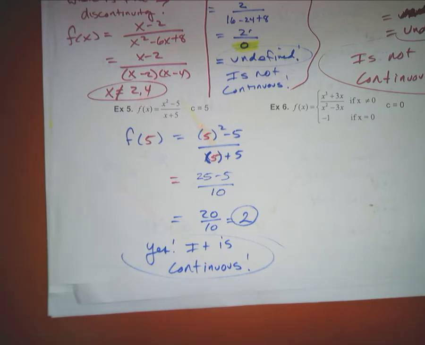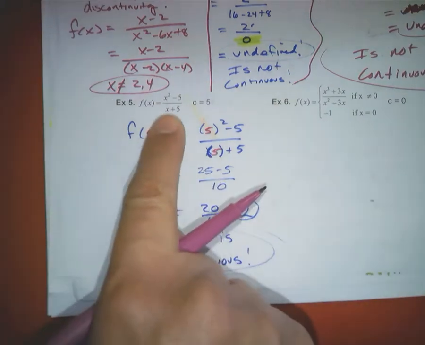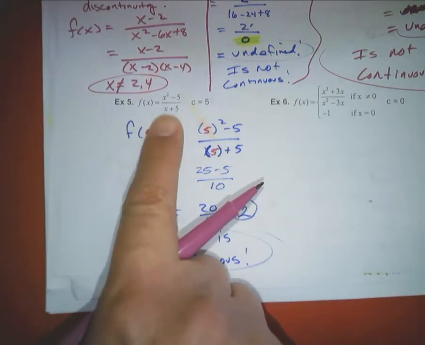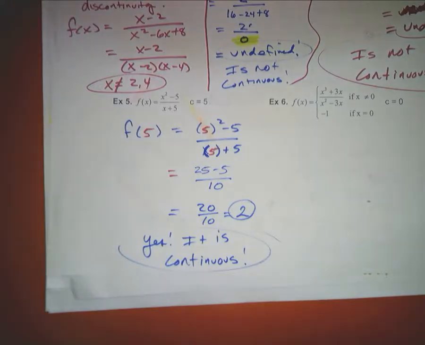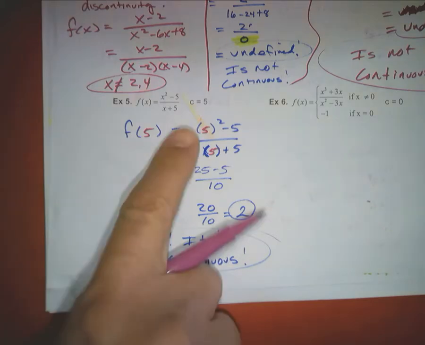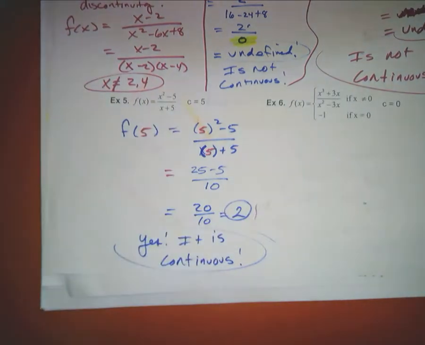Now, there is a discontinuity. Does anybody know where the gap, hole, or asymptote is in this graph? Does anybody have an idea? What makes this thing undefined? Yeah, -5. If I take a look, x plus 5 can't be 0. So if I ask you where's this thing have a discontinuity, where is there a hole in the graph, we would say at -5, because -5 plus 5 is 0, and you can't divide by 0.